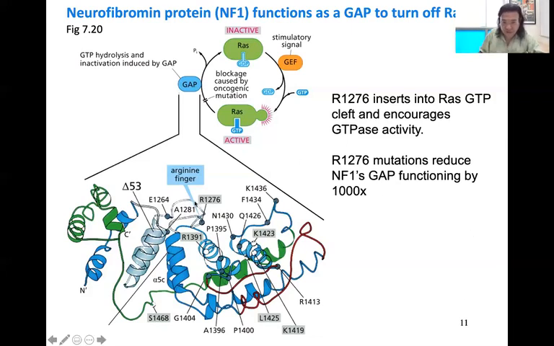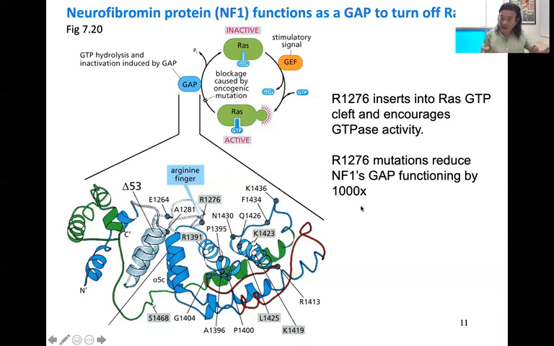Mutations in this NF1 can have a profound effect. So the critical residue here is this arginine at position 1276 in the NF1 protein structure, because this is the arginine that inserts into the RAS GTP cleft and encourages RAS to break the GTP, turning it off. Mutations at that arginine location have the ability to reduce NF1's GAP function directed at RAS by over 1,000-fold. So you really eliminate the ability of NF1 to interact with RAS to properly manage RAS.